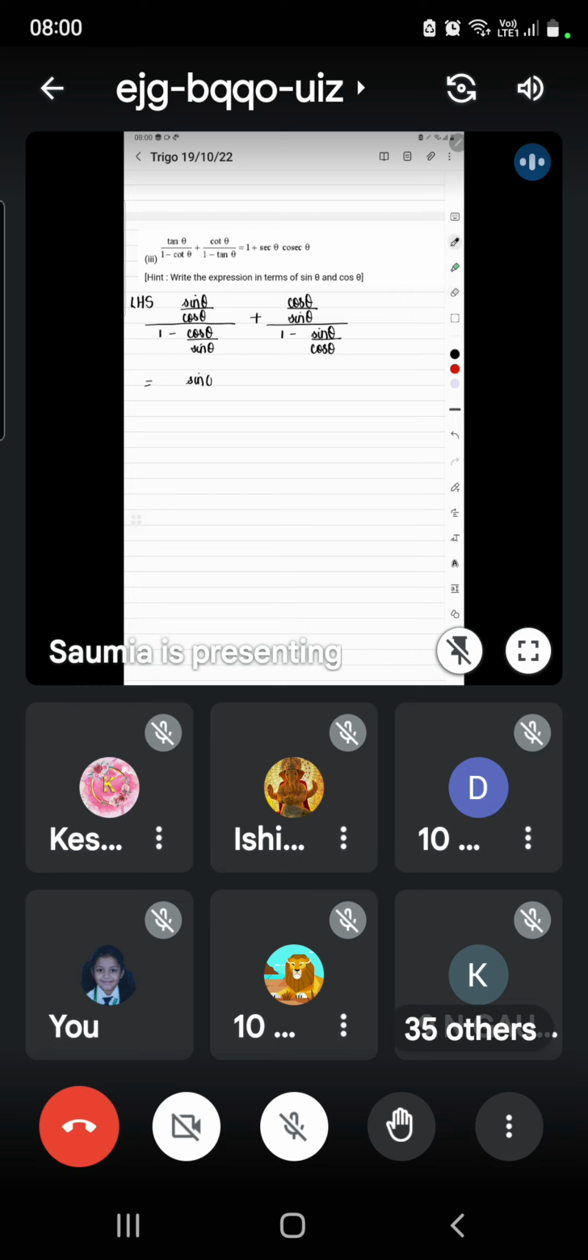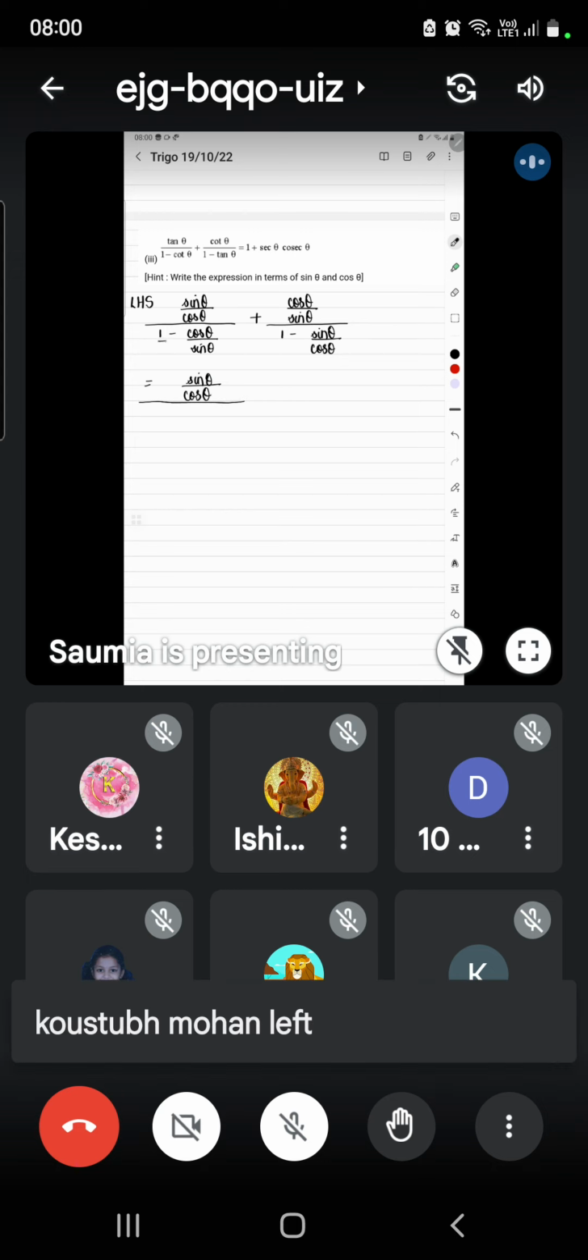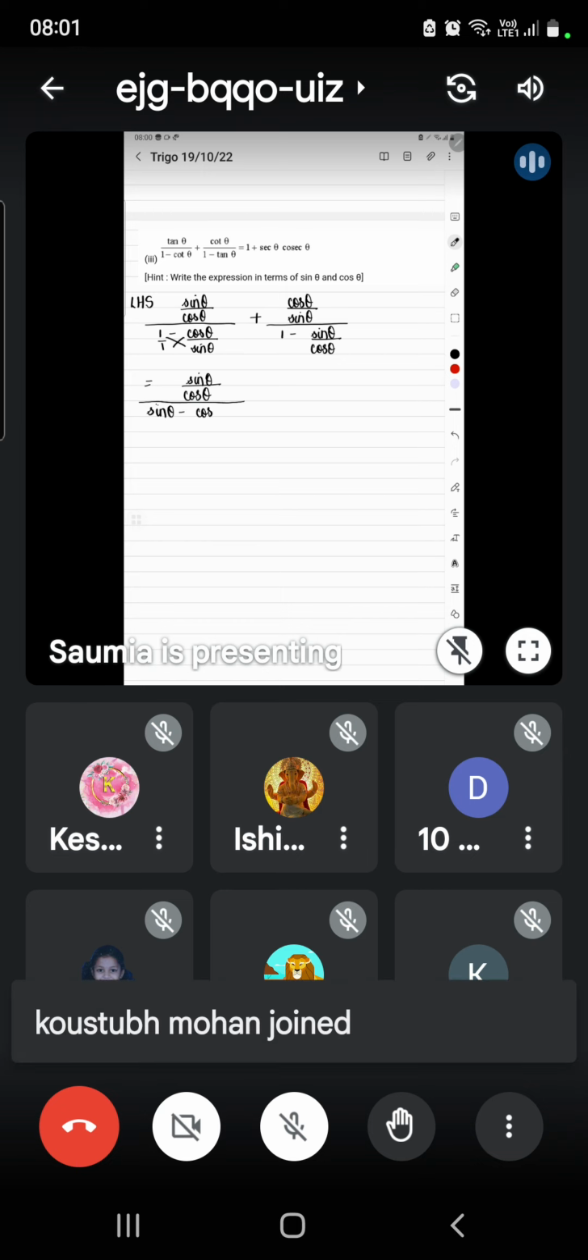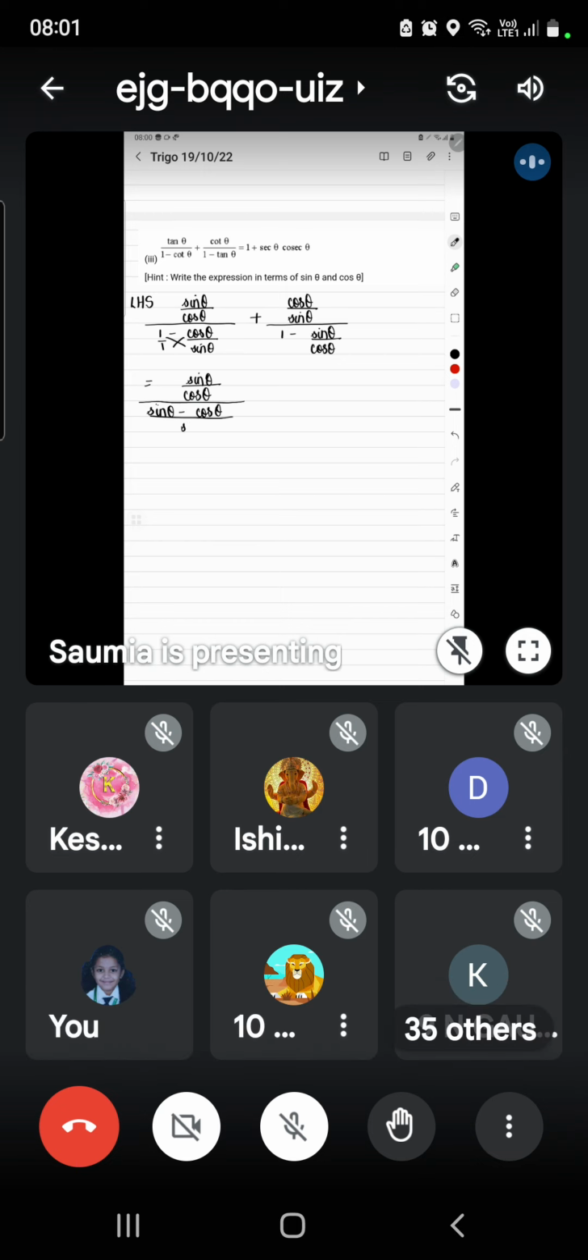Numerator, keep it as it is. And come to the denominator because it's got two fractions with different denominators. So we are going to cross multiply. So I will have 1 into sine theta as sine theta minus 1 into cos theta upon denominator is sine theta itself.